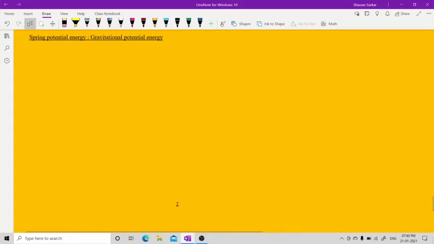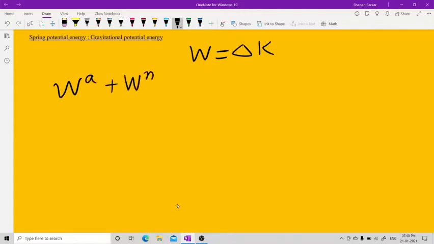Spring potential energy and gravitational potential energy. Before that, we will need to understand again the work-energy theorem. Work is delta K. This is work applied plus work non-conservative plus work conservative is equal to delta K.